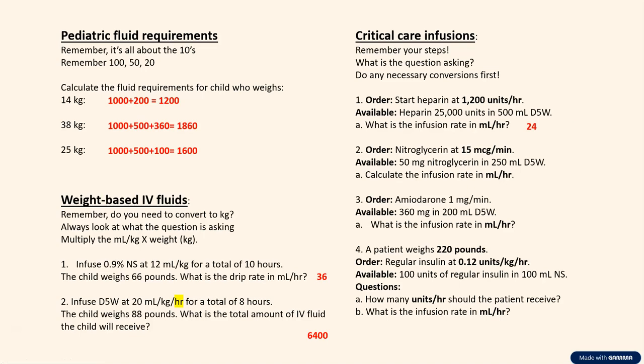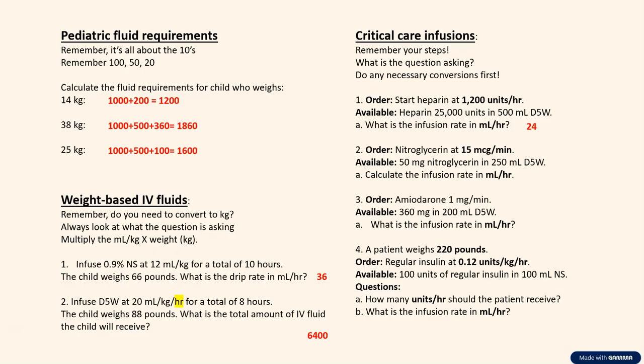Available is 50 milligrams of nitroglycerin and 250 milliliters of D5W. Calculate the infusion rate in milliliters per hour. Remember your steps. What do I need at the end of the problem? And it's milliliters per hour. I already have milliliters, but other than that, the units in the problem are minutes, micrograms, and milligrams. So I've got some converting to do.